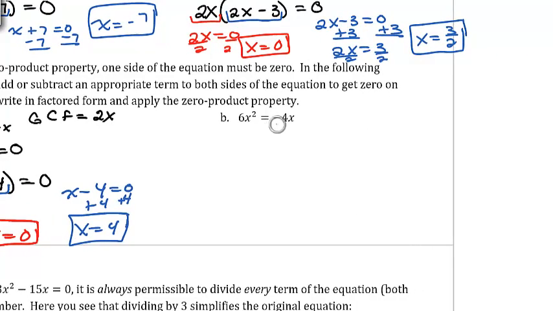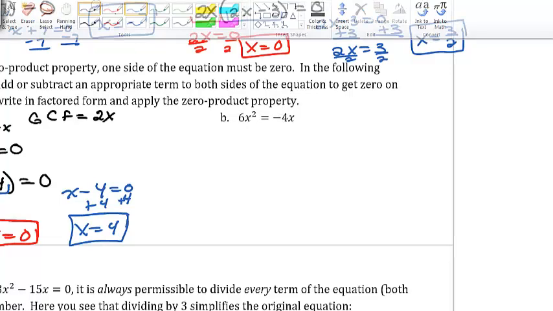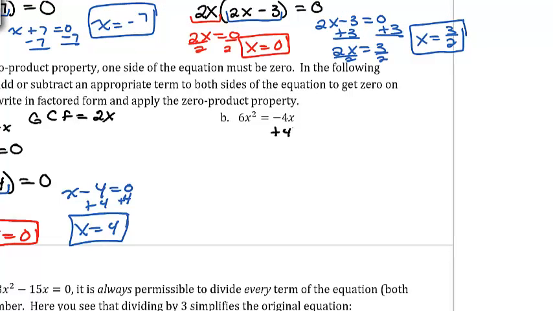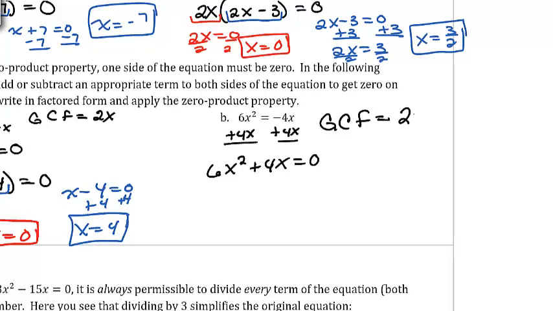Do the same thing to this one. We have 6x squared equals negative 4x. I want to make sure that I have 0 on one side, so I'm going to add 4x to both sides. That gives us 6x squared plus 4x equals 0. And I need the GCF. And again, 6 and 4, the biggest number that will divide evenly into both of those is 2, and we can also pull out an x.